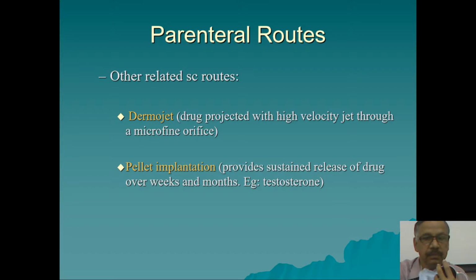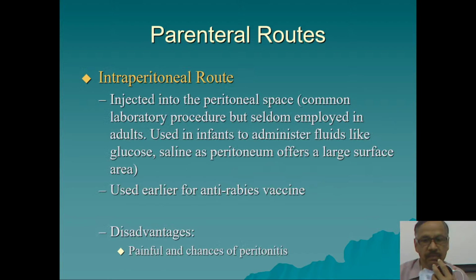Intraperitoneal route, although it is not much used nowadays. Earlier it was used for the anti-rabies vaccine, that famous 14 injections for one bite. So it was injected into the peritoneal space. It is a common laboratory procedure but seldom employed in adults. Used in infants to administer fluids like glucose saline, as the peritoneum offers a large surface area, but not much used nowadays. And the disadvantage of this was that it was painful, and the chance of peritonitis was very high.